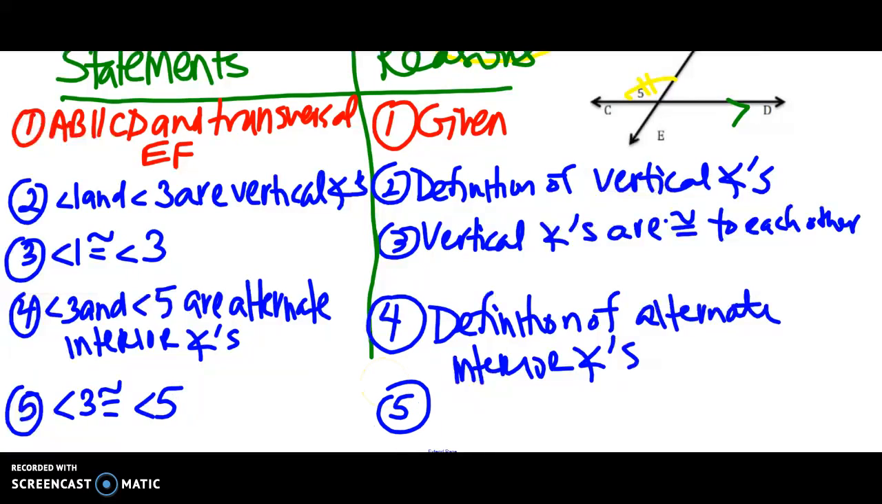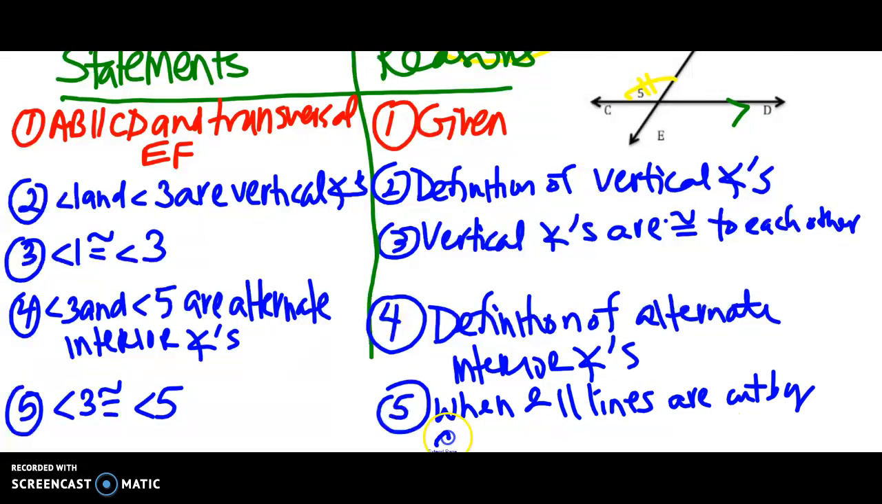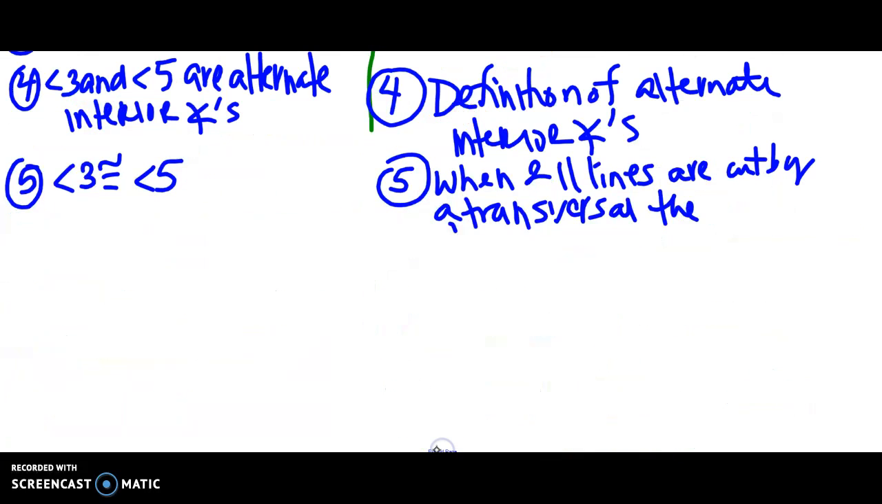And we can state alternate interior angle theorem, or we can write the long statement: when two lines, parallel lines rather, are cut by a transversal, the alternate interior angles formed are congruent.